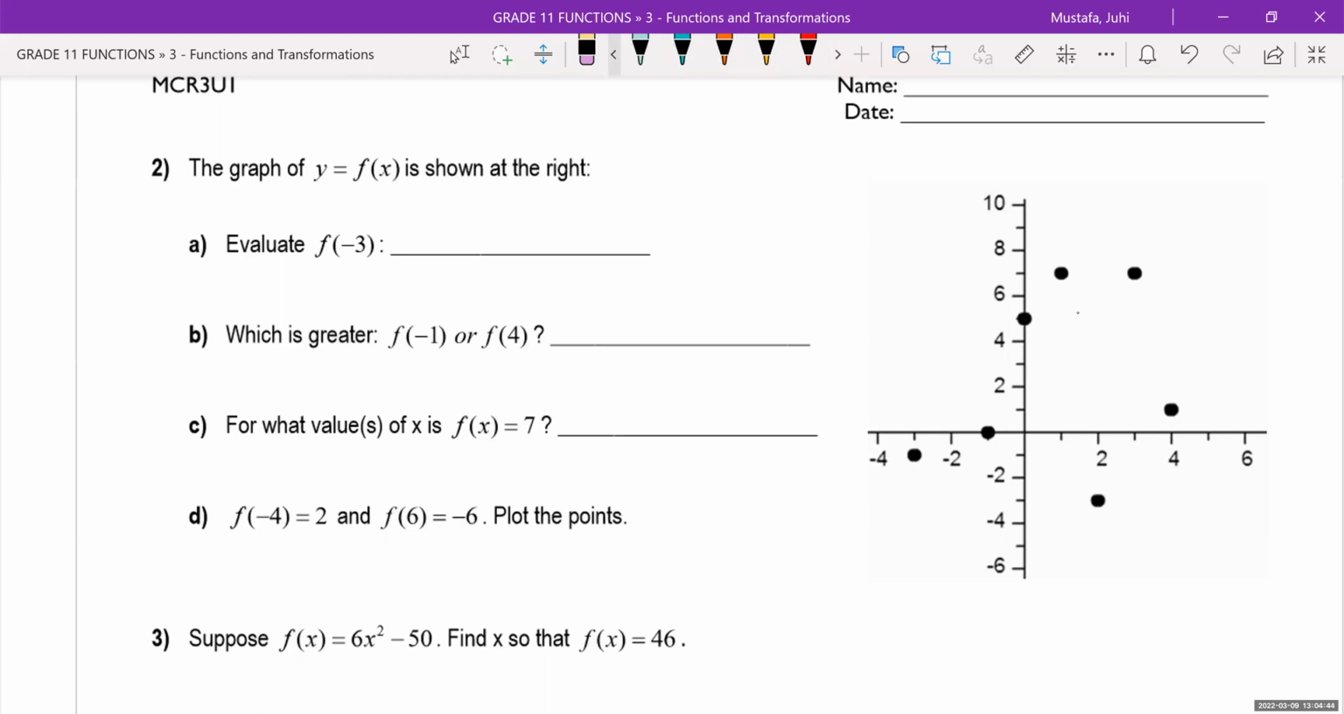Okay, how do we analyze a graph using function notation? Let's try this. The graph of y is equal to f of x is shown at the right. It's just a scatter plot. Question A says evaluate f of -3. So the question is basically saying when x is -3, what is y equal to? So you find x is -3 is right here. What is this y value going to be equal to? -1. So I just wrote it out like this for you guys to make it easy, but really the proper way is f at -3 is equal to -1.